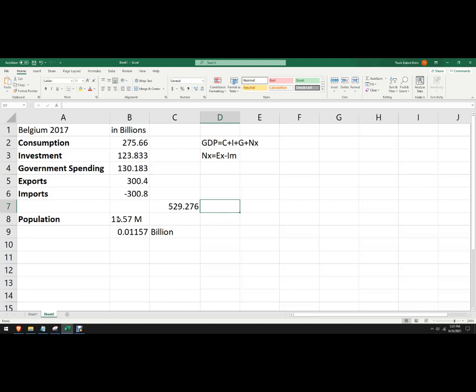Okay, and then to get their GDP per capita. So GDP per capita is just the GDP, often we do the real GDP, divided by the population. Okay, so in this case, Belgium has 11.5 or so million people.